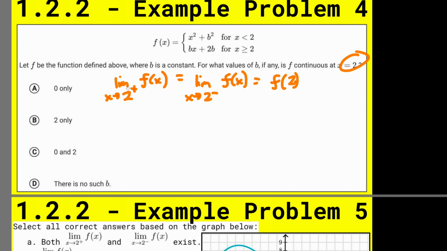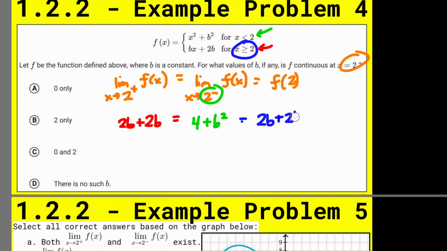First thing I'm going to do, if it's 2 on the right, it has to be greater than it. So we're going to use this piece right here, and I'm going to plug in 2 for all those x's. So now it's 2b plus 2b. We're going to plug in 2 for this other piece here, because now it's the left side, so it has to be less than 2. So now it's going to be 4 plus b squared. And then the equal one is the same thing as this one right here, so it's just going to be 2b plus 2b. We don't really need to write it over again, but I'm just going to do it for fun. But it's already written in the red, so it doesn't really matter.